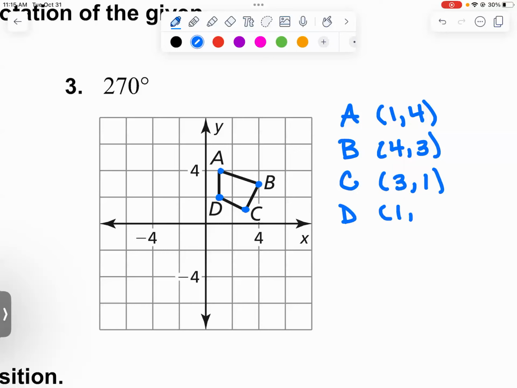D is 1, 2. You know what I learned yesterday? That in 5th grade, they plot coordinates. That's about it.